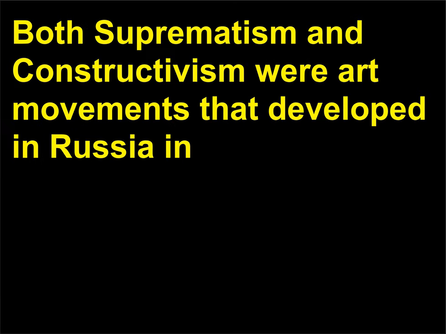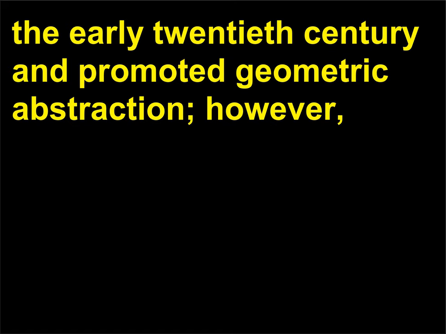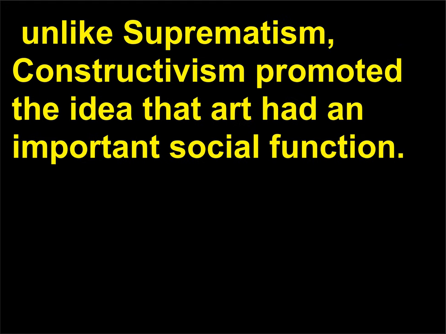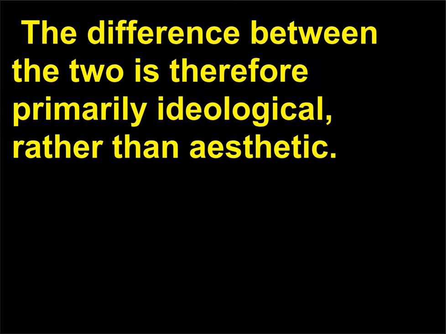Both suprematism and constructivism were art movements that developed in Russia in the early 20th century and promoted geometric abstraction. However, unlike suprematism, constructivism promoted the idea that art had an important social function. The difference between the two is therefore primarily ideological, rather than aesthetic.